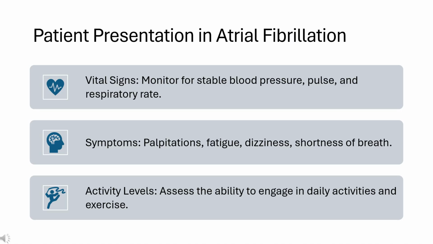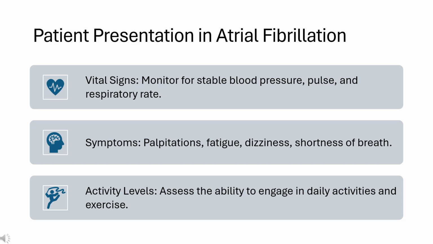Let's talk about typical patient presentation in atrial fibrillation. AFib can lead to fluctuations in blood pressure, and maintaining stable blood pressure is essential to prevent complications. So regularly check the patient's blood pressure to ensure it remains within the normal range. Be alert for signs of low blood pressure, which can occur if the heart isn't pumping effectively due to the AFib, but also watch for high blood pressure, which can exacerbate AFib and increase the risk of stroke.